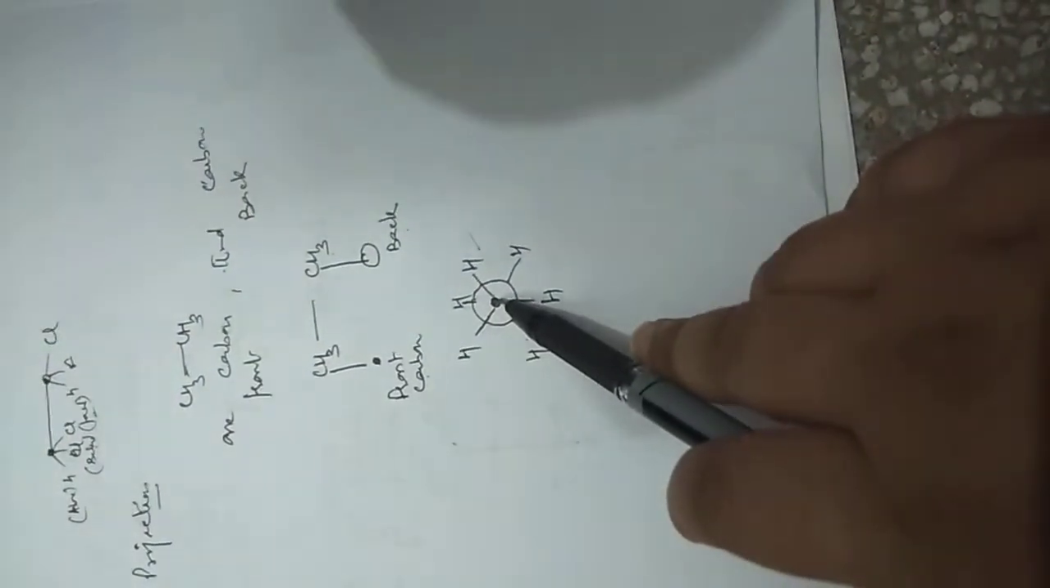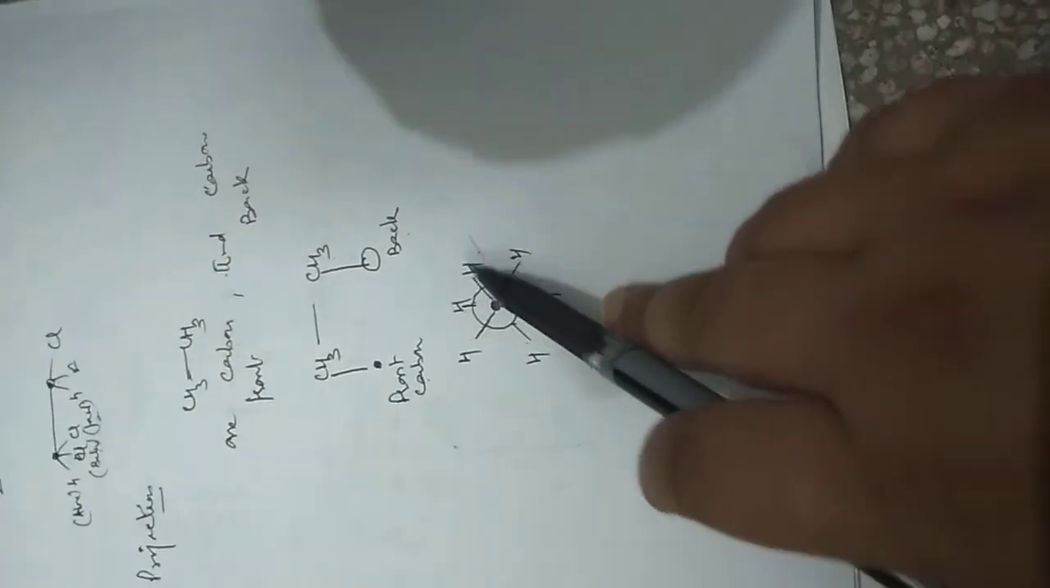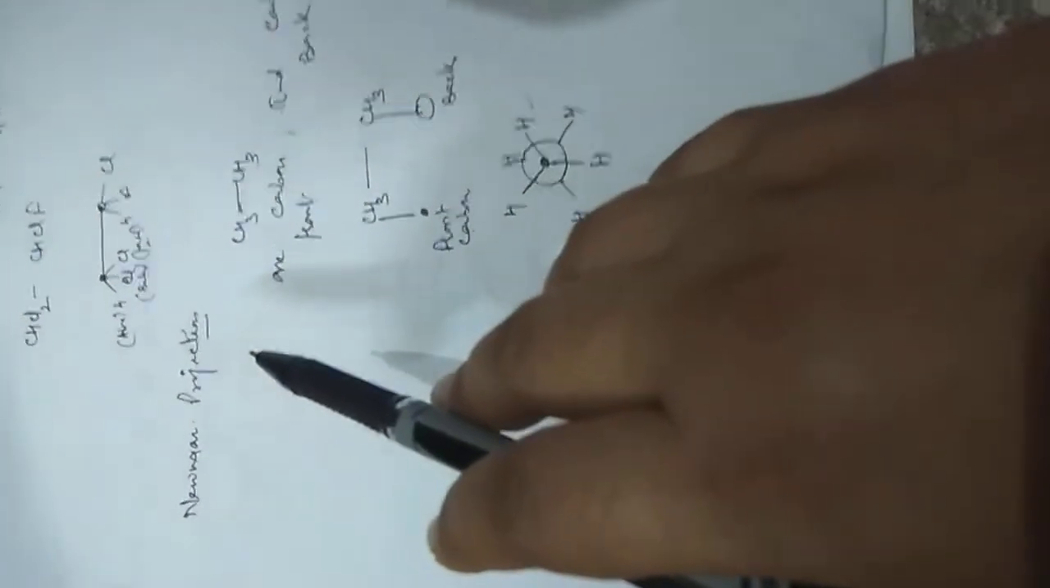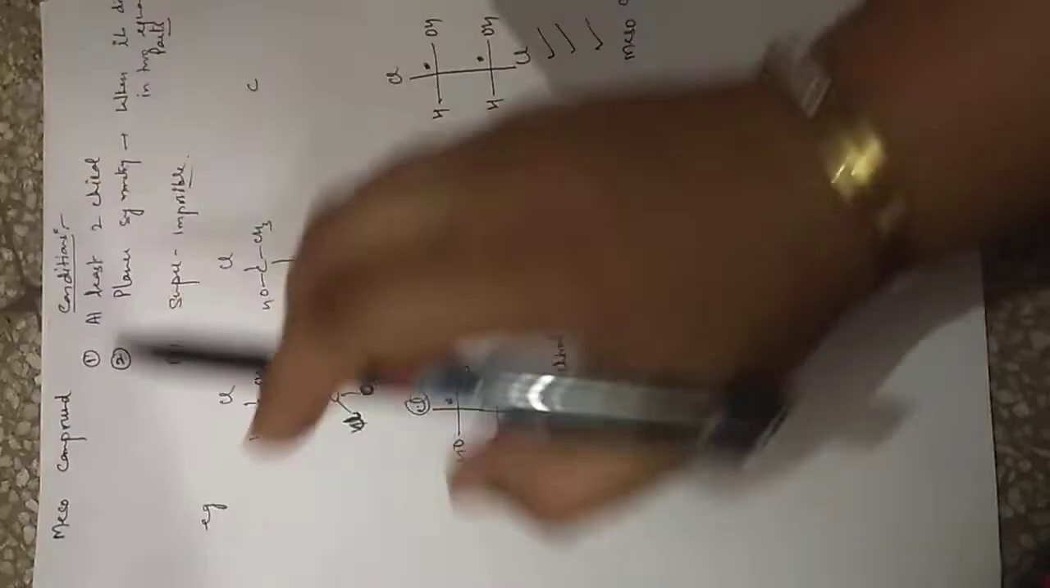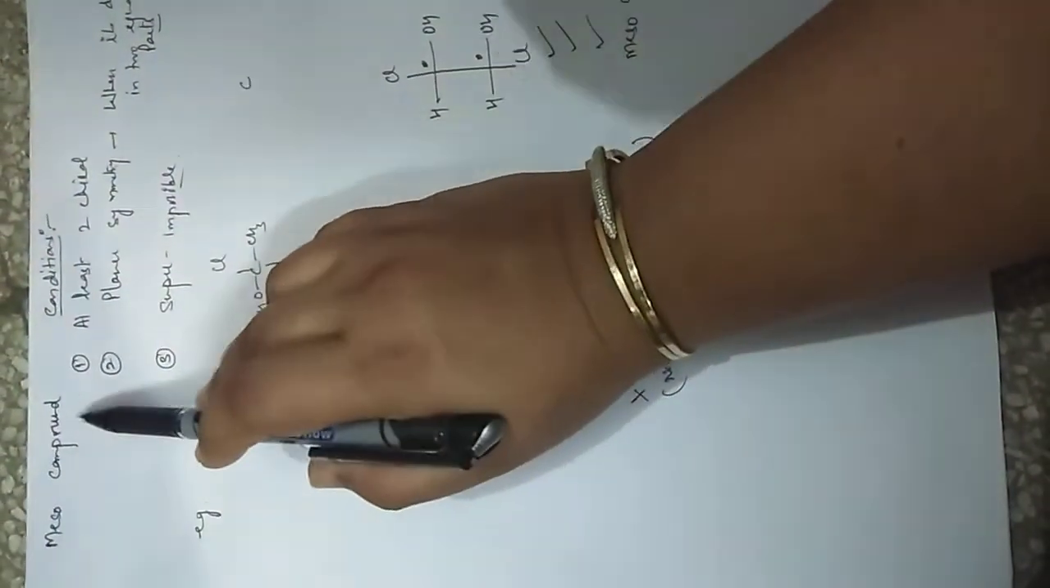So one carbon is the front carbon and the second carbon is the back carbon. So this is the Newman projection. Now we will discuss meso compounds.